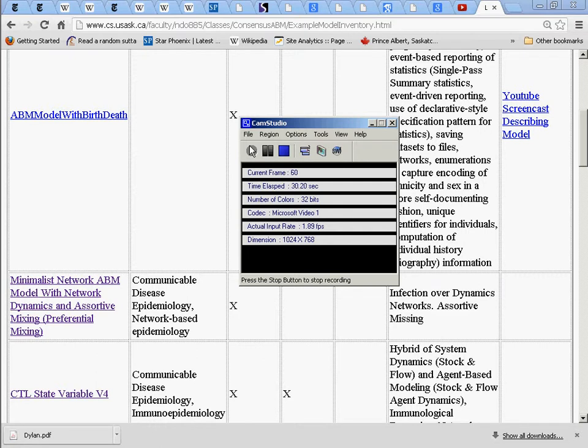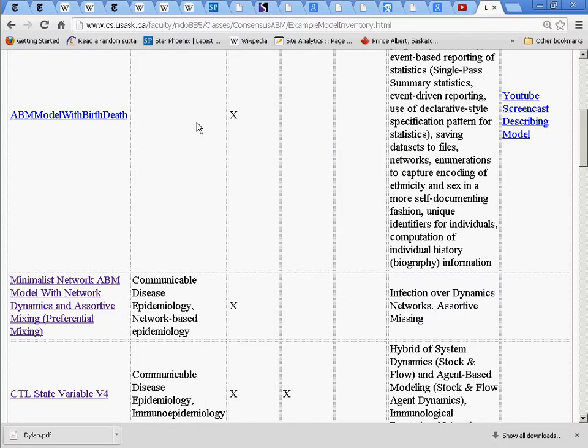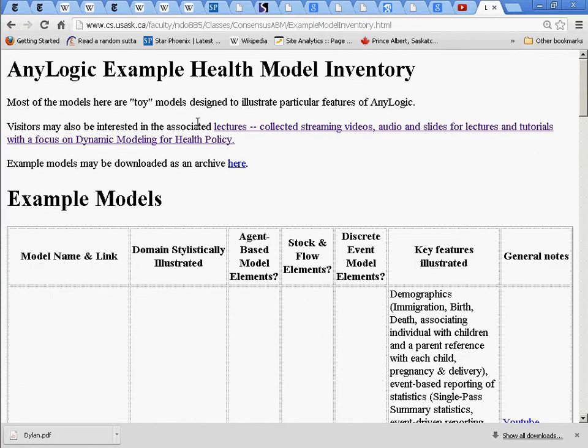This is not with an eye towards providing you with a comprehensive introduction to each of those models. I do provide a systematic walkthrough of either building up these models or of examining how they work on my YouTube page for several of these models. And the best point of reference, although it's not complete now and I need to add some additional models, is my AnyLogic example health model inventory.